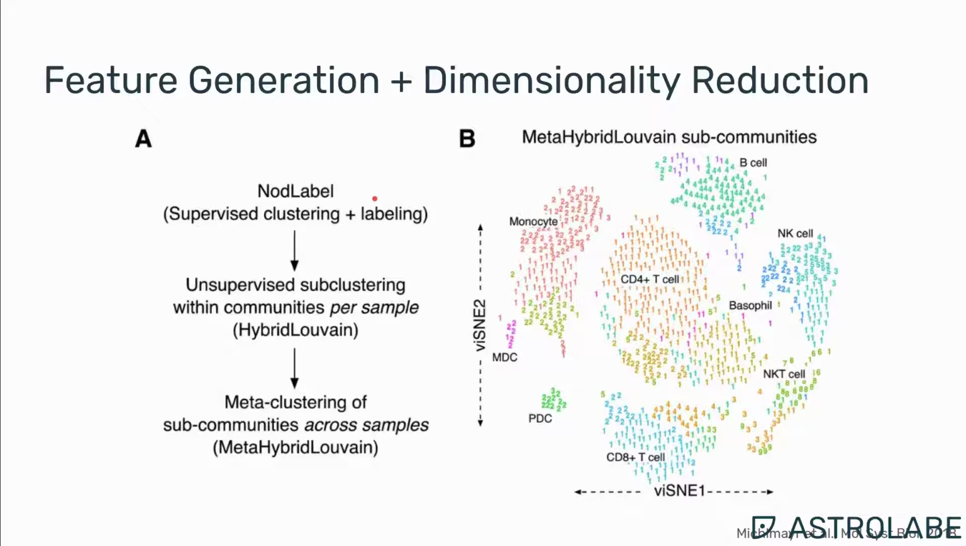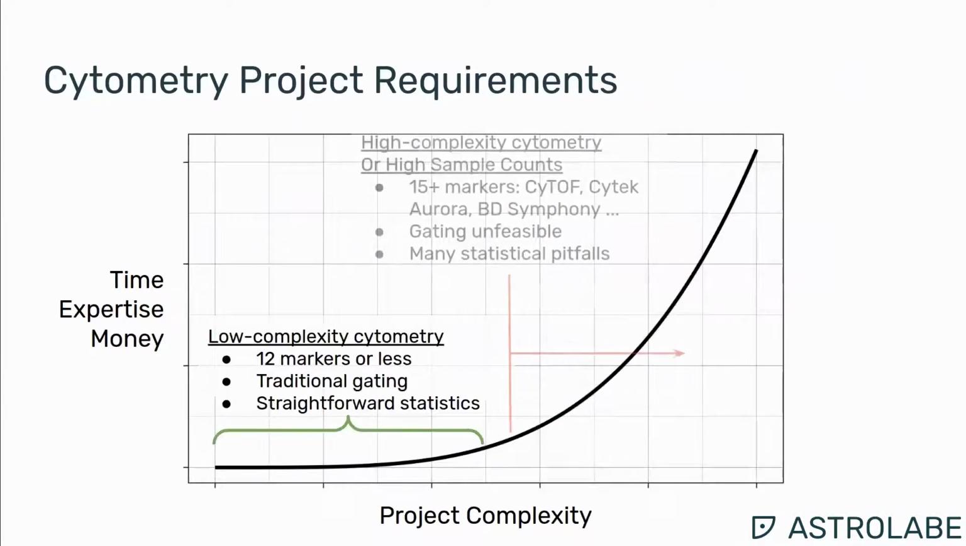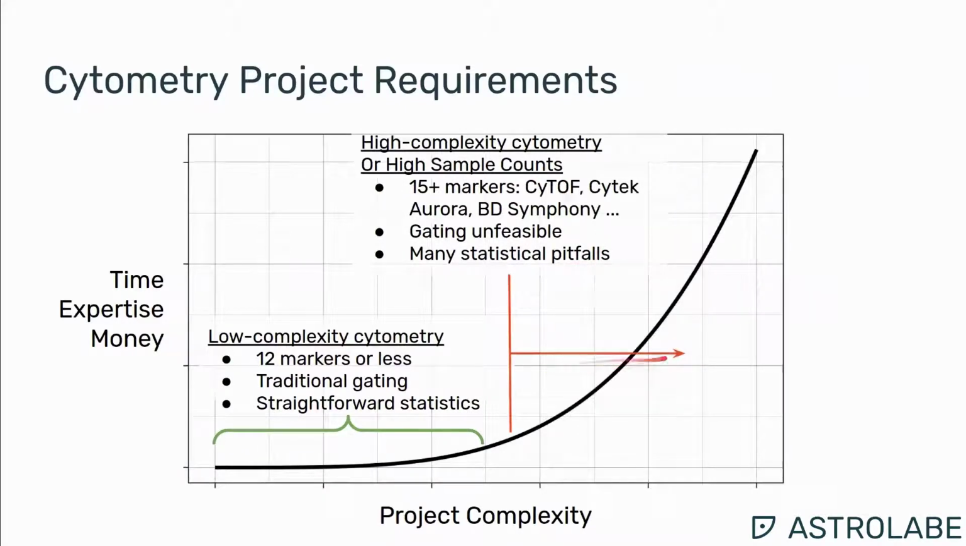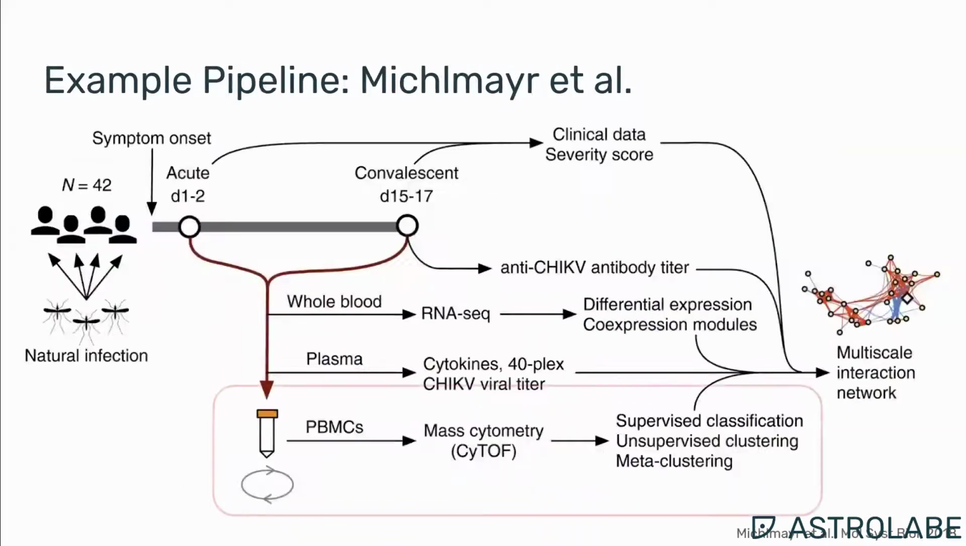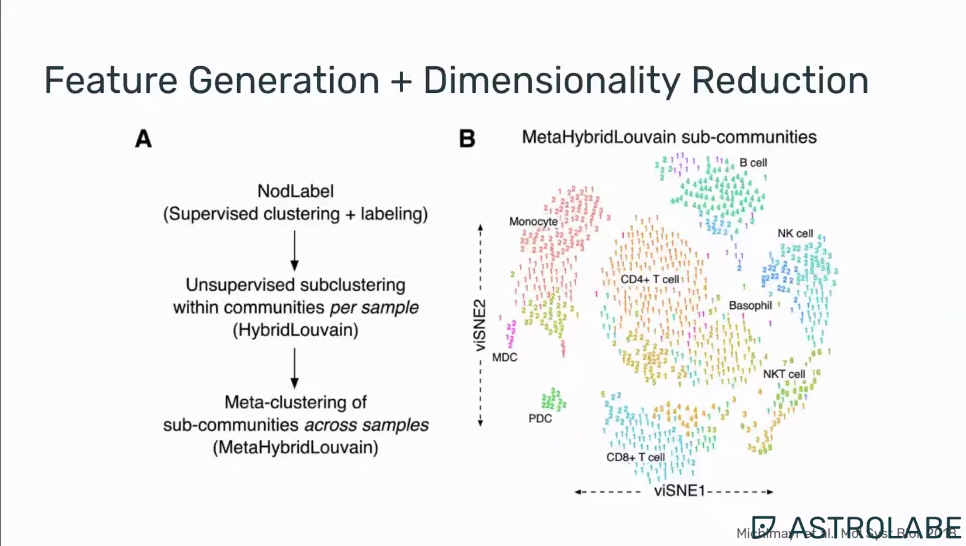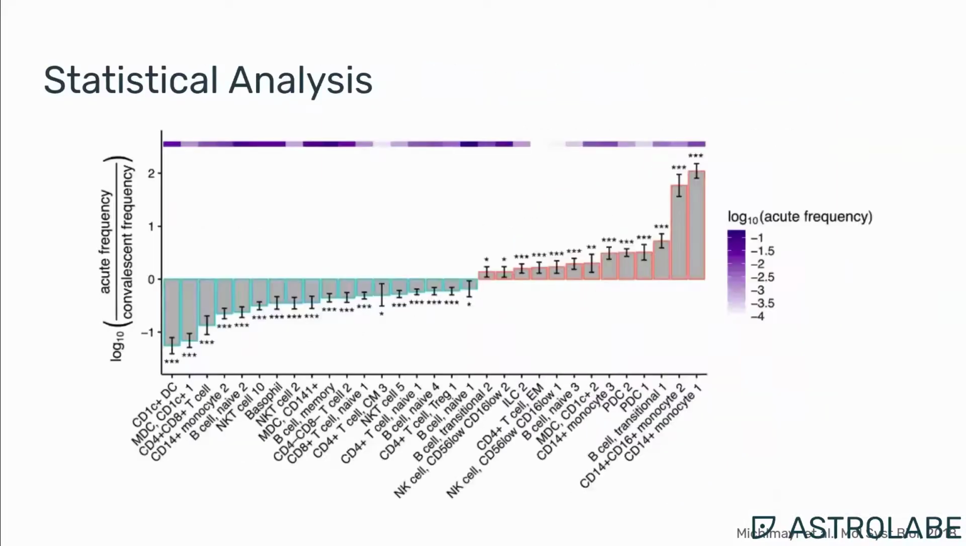And going back to the figure I presented at the beginning, since this is a complex project, it goes to this right side of the curve, which means that the time investment in identifying different features was pretty substantial. The good news is that once that step was done, the statistical analysis itself was pretty straightforward. In fact, all the researchers used was fold changes and t-tests.